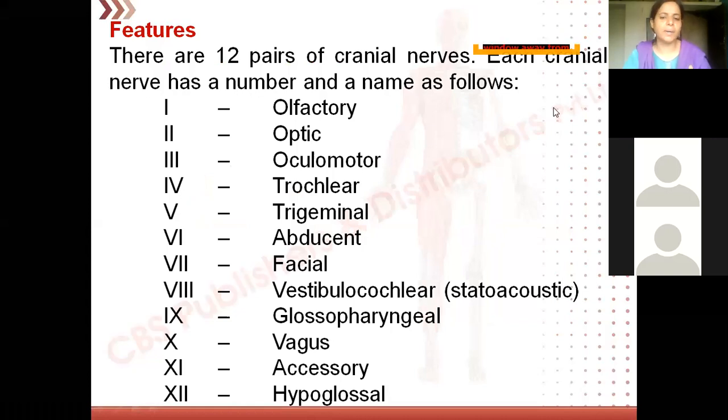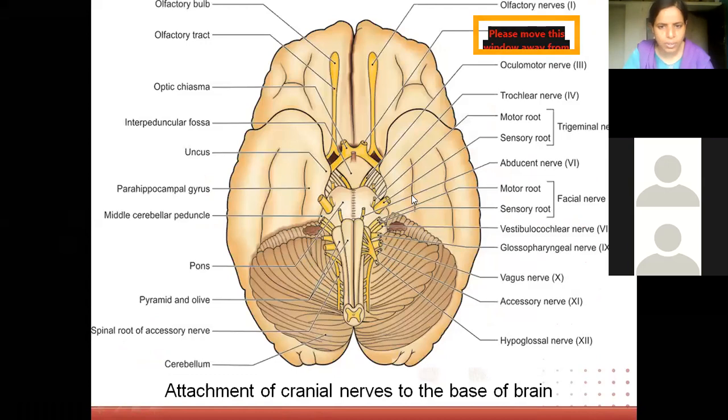So what are the 12 pairs of cranial nerves we have? First one is olfactory, second optic, third oculomotor. Now we are going to discuss the details of oculomotor.